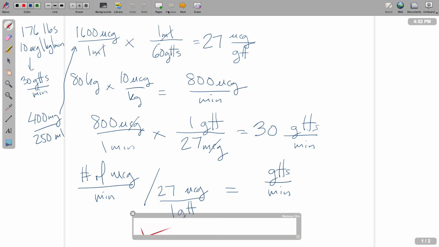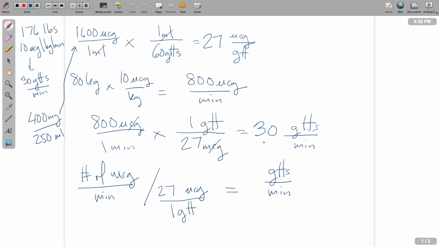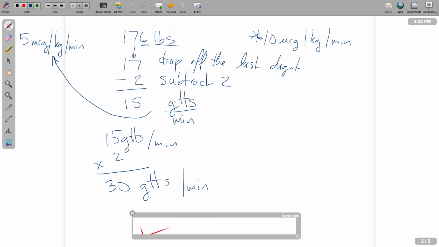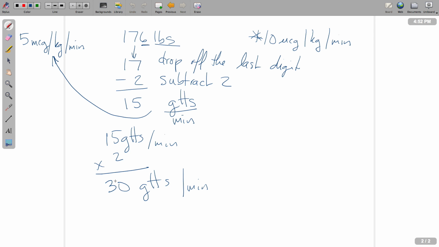Wow. So take a look here. We ended up with the same thing, 30 drops per minute. If we do it with the 27, divide by 27, we ended up with 30 drops per minute. If we did it the longhand way, that was the first example that I showed you, lo and behold, we actually end up with a 30 drop per minute rate. Also, if we do it with the shortcut, you leave it in pounds, pounds are good here, do not change this. Drop off the last digit so you get rid of this guy. Subtract the number 2. The number that you end up with is 15. In this case, this stands for the drops per minute to achieve 5 micrograms per kilo per minute. In order to get our 10 mics, we have to multiply by 2. That gives us 30 drops per minute.